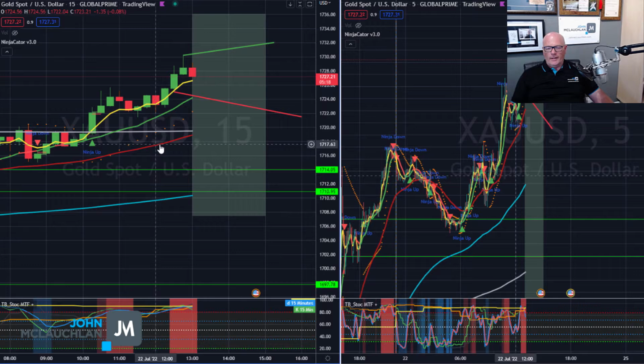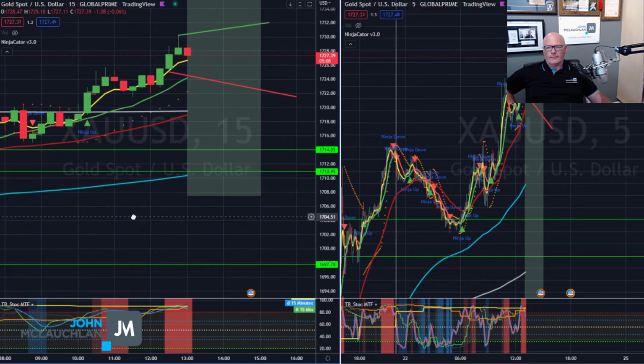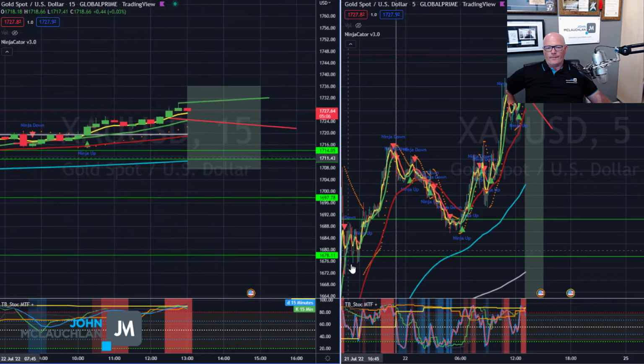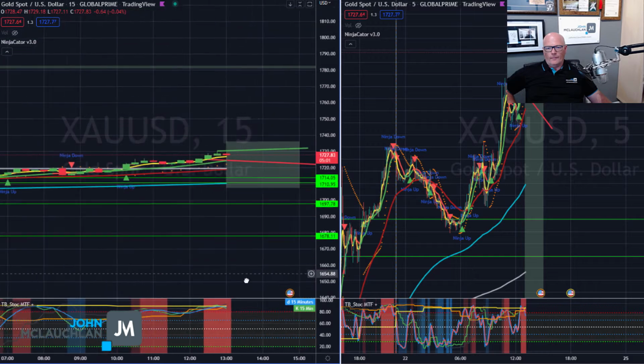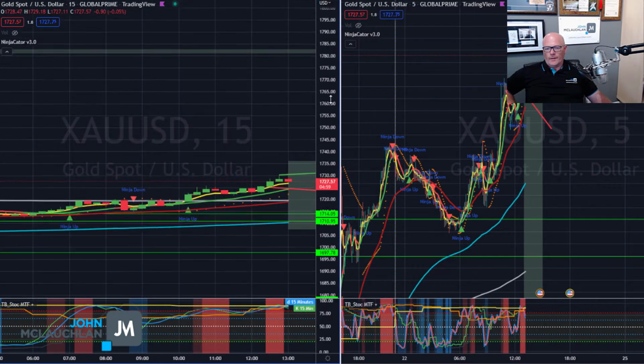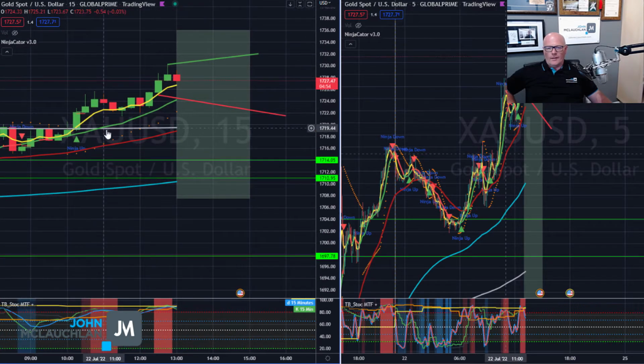Next one is the red, which is the 50 moving average. Then I've got the 200 moving average here, which is the blue, and then a little bit further down, let me just make that smaller. Oh, it's here. So this one that's flatlining here is the 800 moving average. So we've got the 5, 13, the 50, the 200, and the 800 here.